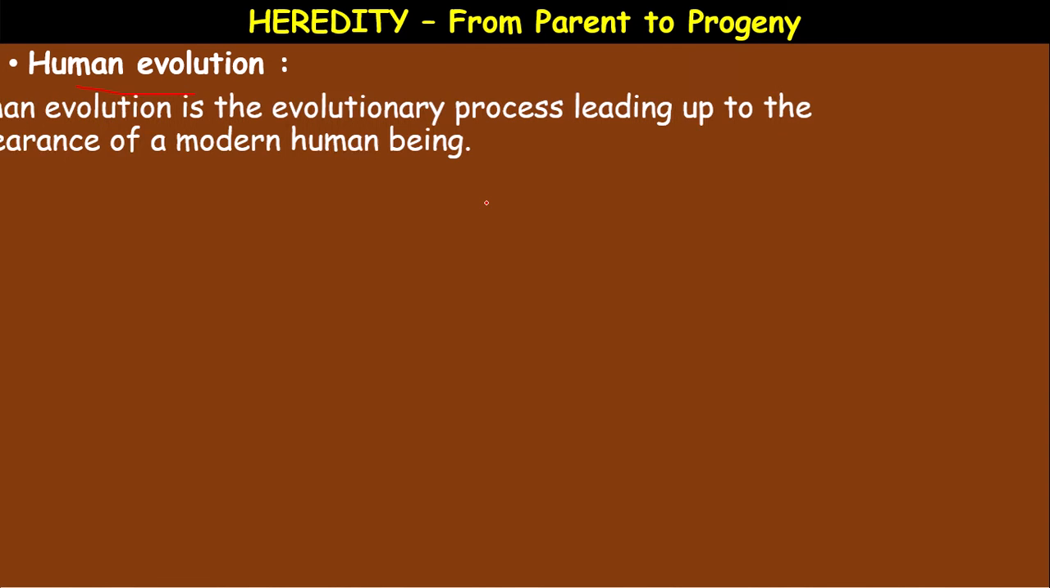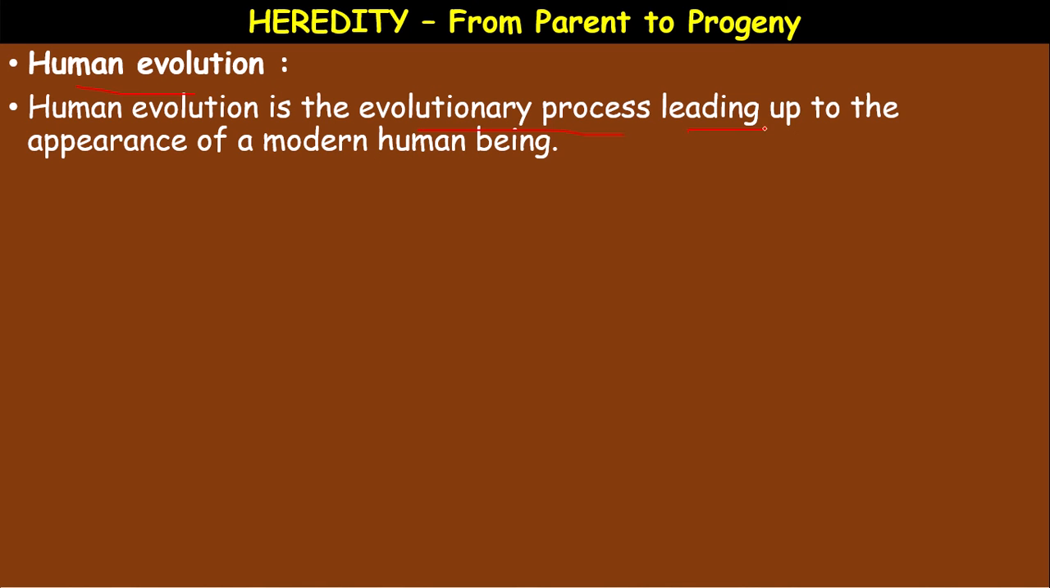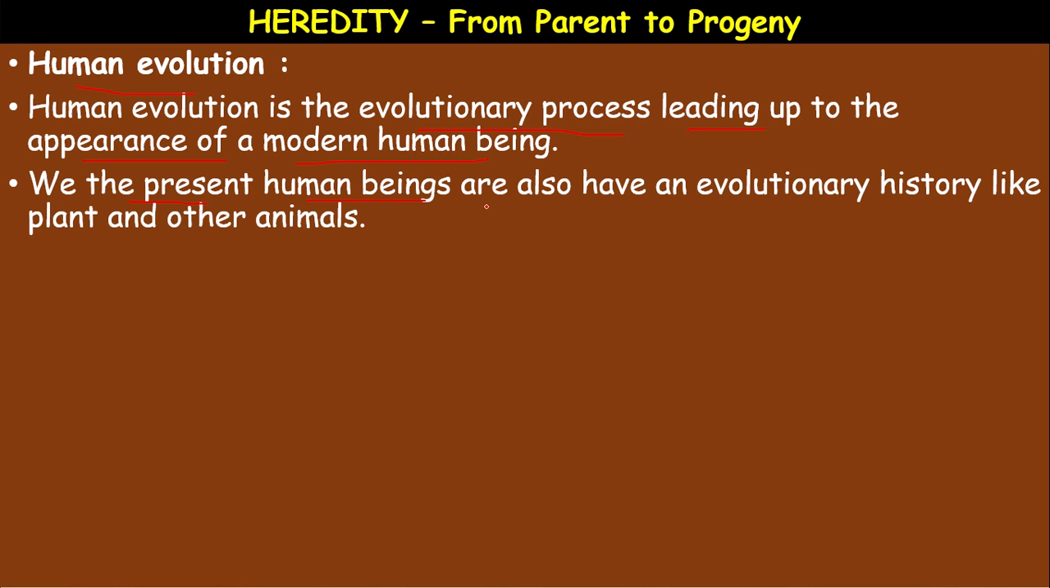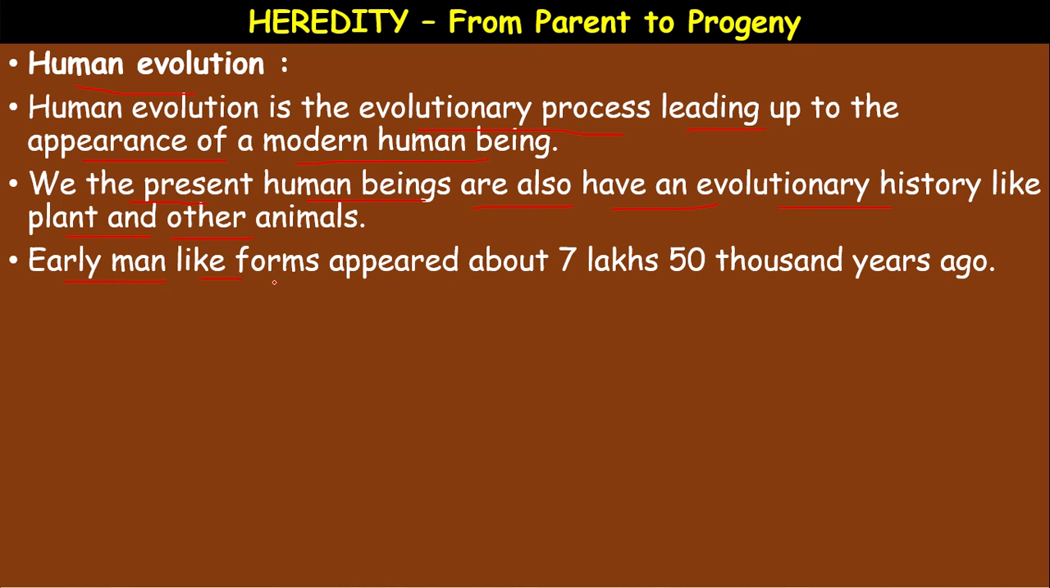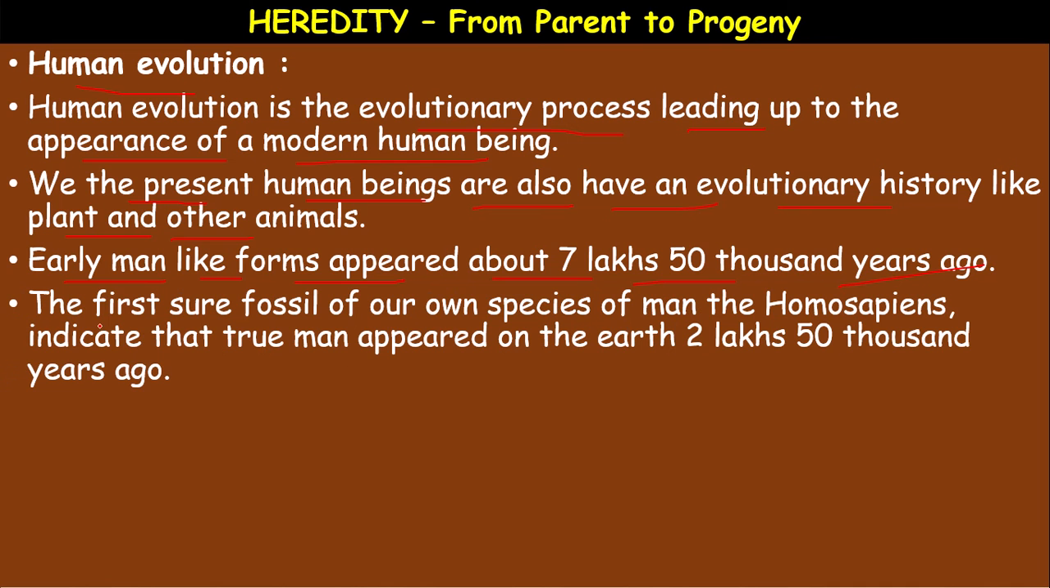Human evolution is the evolutionary process leading up to the appearance of the modern human being. The present human beings also have an evolutionary history, like plants and other animals. Early man-like forms appeared about 7,50,000 years ago. The first sure fossils of our own species of man, Homo sapiens, indicate that true man appeared on the earth 2,50,000 years ago.